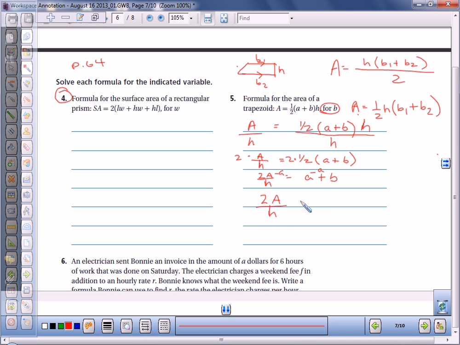No. The big A represents the area of the trapezoid. The small a, in this particular example, represents the length of one of the bases. So, can't combine those. Those are not like terms.